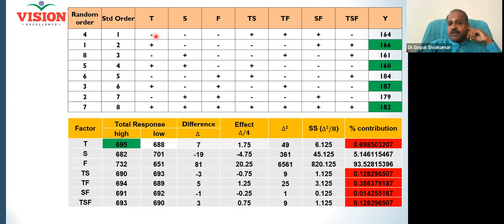When temperature is low, what are the readings? First reading is 164. Next reading is 161. Third reading is 184. Fourth reading is 179. Now the readings are not highlighted, white color. Can you sum them up? That will give you 698. All of you please confirm. Do you now understand how you get 698, 695 and 688?